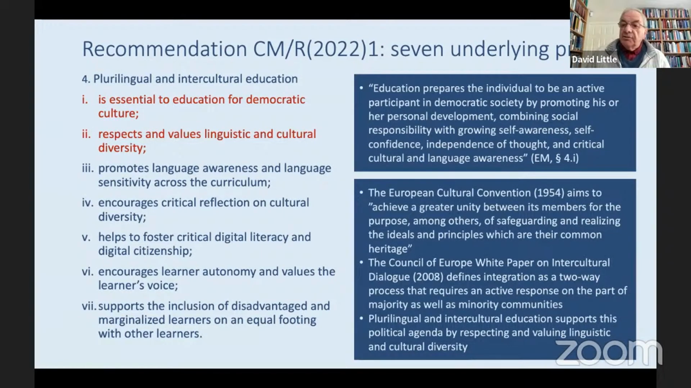The European Cultural Convention of 1954 aims to achieve a greater unity between its members for the purpose, among others, of safeguarding and realizing the ideals and principles which are their common heritage. And the Council of Europe White Paper on Intercultural Dialogue of 2008 defines integration as a two-way process that requires an active response on the part of majority as well as minority communities. Plurilingual and intercultural education supports this political agenda by respecting and valuing linguistic and cultural diversity.